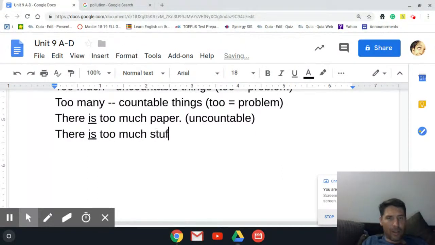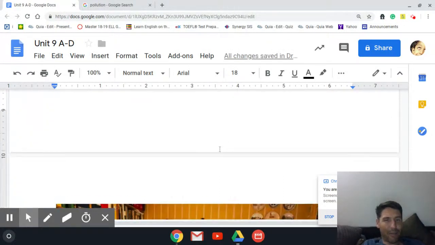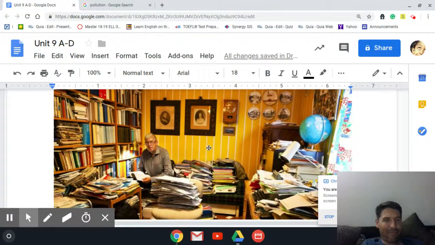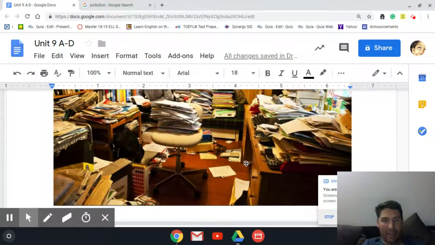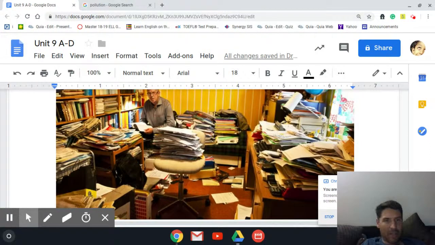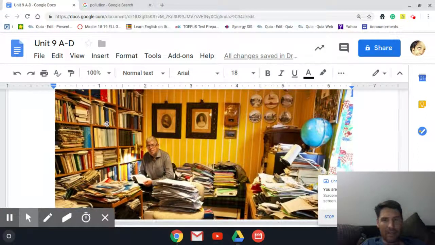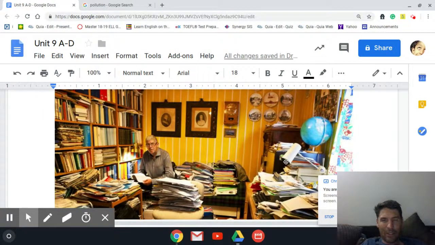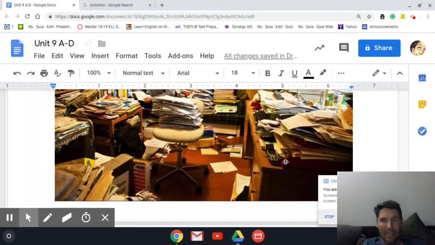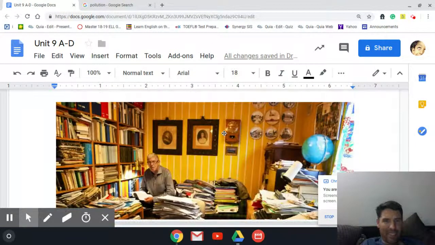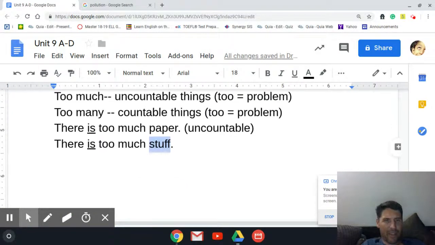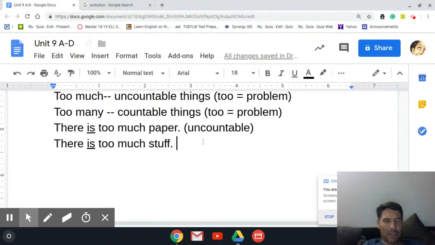Another word that you can use, we use this word a lot, but I'm not sure if you know this word: stuff. It's really the same as things, right? So paper, and it looks like lots of books and lots of pictures, and it looks like a typewriter down there, and just lots of things. Okay, so we can say there's too much stuff.